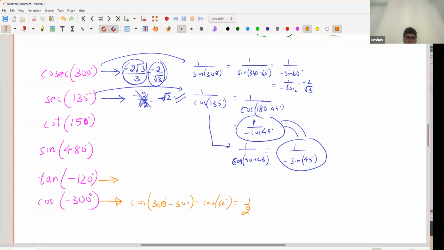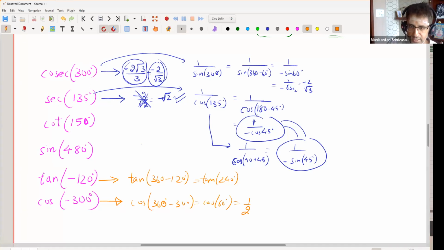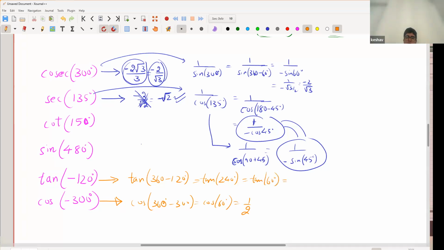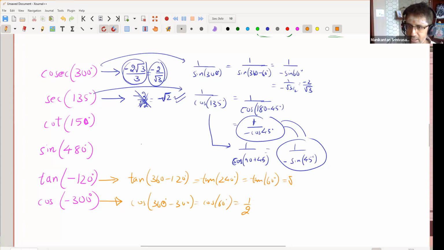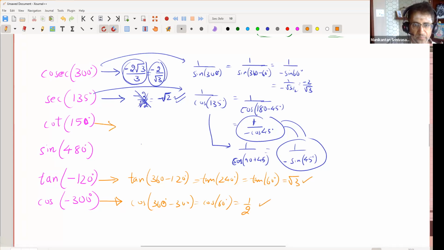Keshav, tan minus 120. Got root 3. Tell me why. Tan of minus 120 is below 180, so just add 360, which is the same as tan 240. 240 is 180 plus a further 60. Then you get root 3 because it's minus over minus. Correct, and tan is positive in the third quadrant. And tan 60 we know is root 3. Okay, very good.